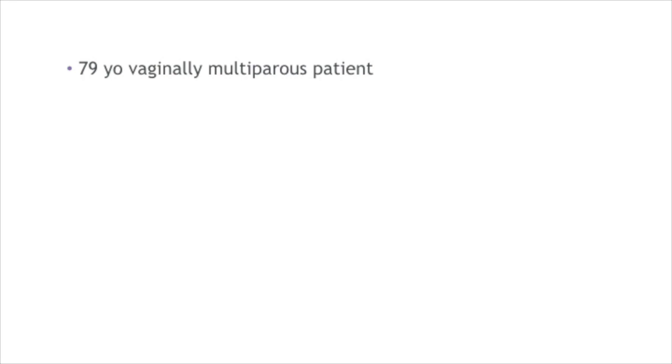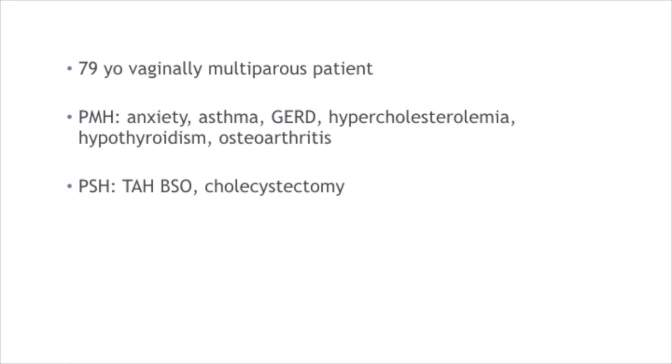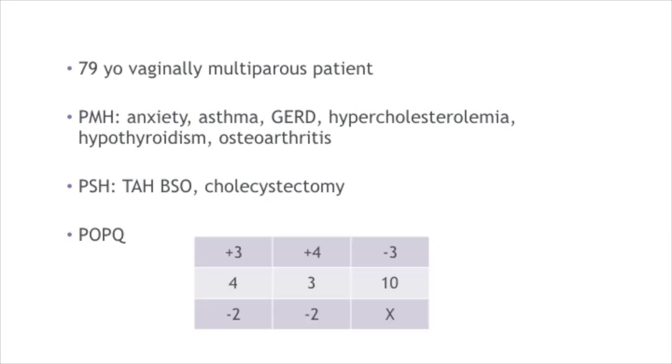A 79-year-old vaginally multiparous patient presented to the office with symptoms of pelvic organ prolapse. Her past medical and surgical history was significant for a total abdominal hysterectomy and bilateral salpingo-oophorectomy. On exam, she was found to have stage 3 vaginal vault prolapse. She had previously undergone conservative measures to treat her prolapse symptoms and now desired surgical management.